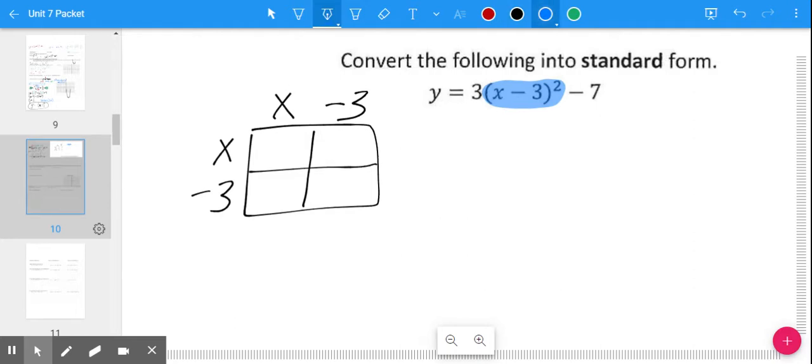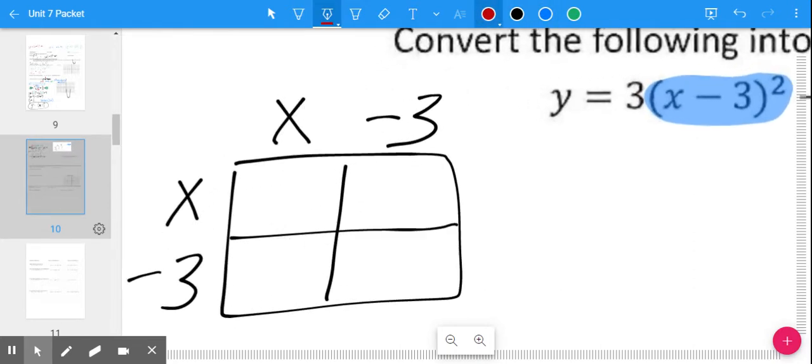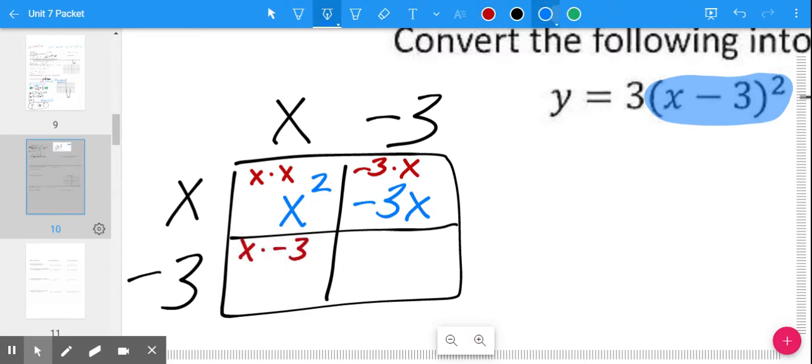So when we plug that in, that top left box is where x and x come together. So x times x is x squared. Top right box is where negative 3 and x come together. So negative 3 times x is negative 3x. Bottom left box is where x and negative 3 come together. x times negative 3 is negative 3x. And last but not least, that bottom right box where negative 3 and negative 3 come together. And negative 3 times negative 3 is positive 9.